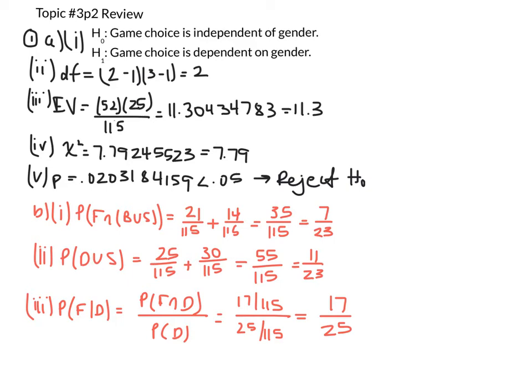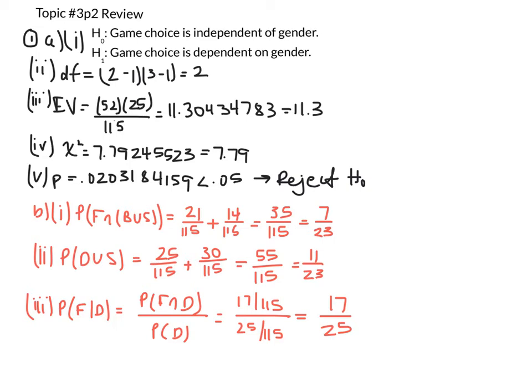Part B is a topic 3 question, it's probability. So part 1 asks us for the probability that we select somebody who's a female who chose either billiards or snooker. So OR is add, so we want females who chose billiards plus females who chose snooker. So that's 21 out of 115 for the females who chose billiards and 14 out of 115 for the females who chose snooker. So that's 35 out of 115 or 7 out of 23 chance to choose one of those two girls.